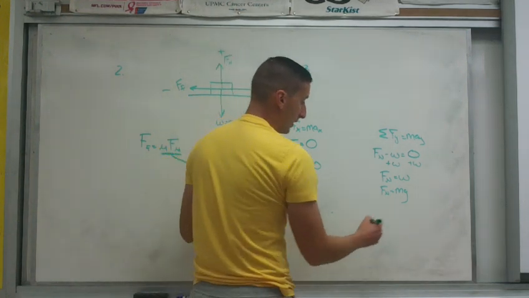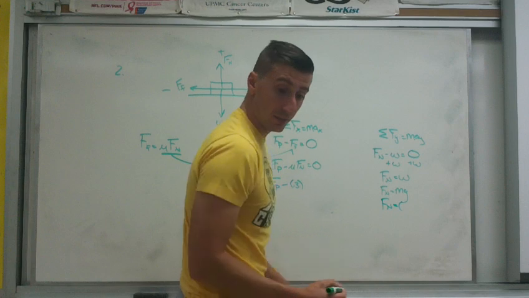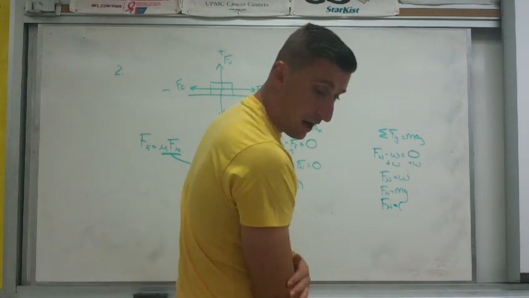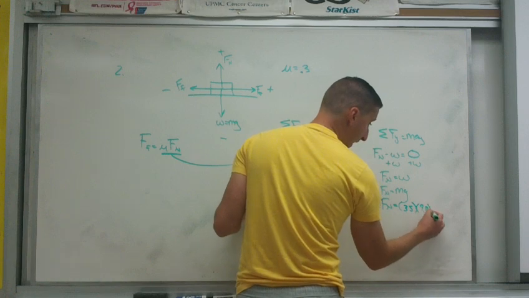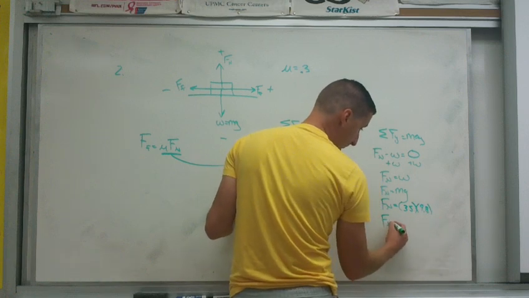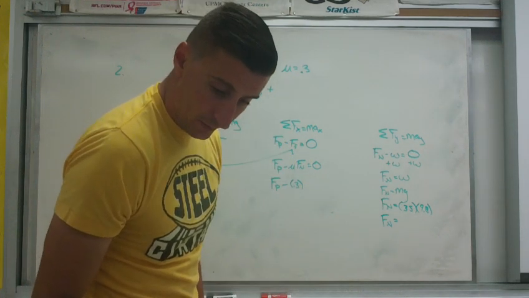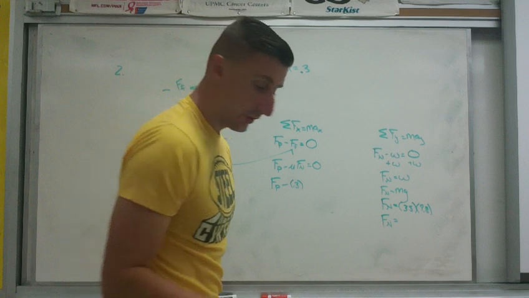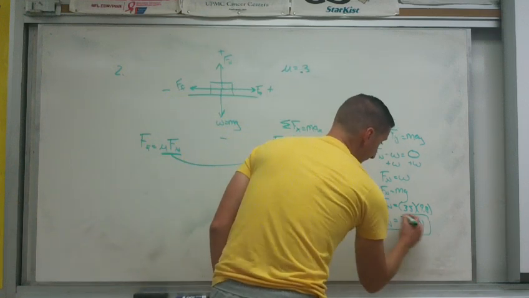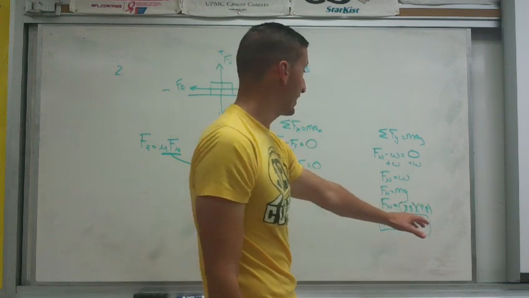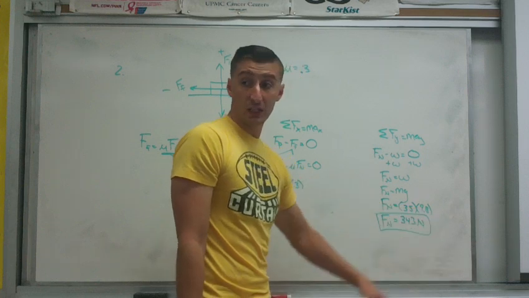So what I do is I plug in. Fn equals the mass of the box is 35. Gravity is 9.8. All right, Fn equals 35 times 9.8, 343 newtons. You just put the value for G there because you've already taken into account the positive and negatives there. Just the value for G, okay?